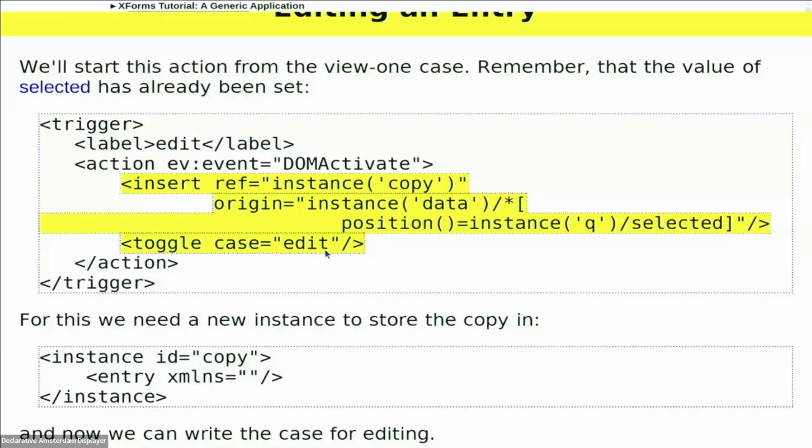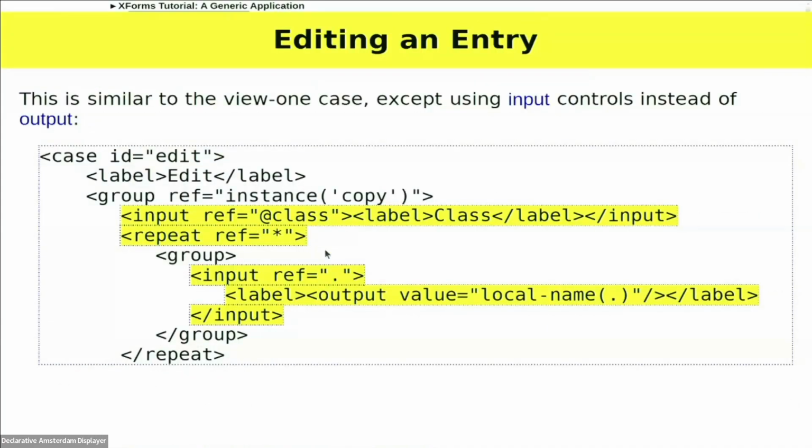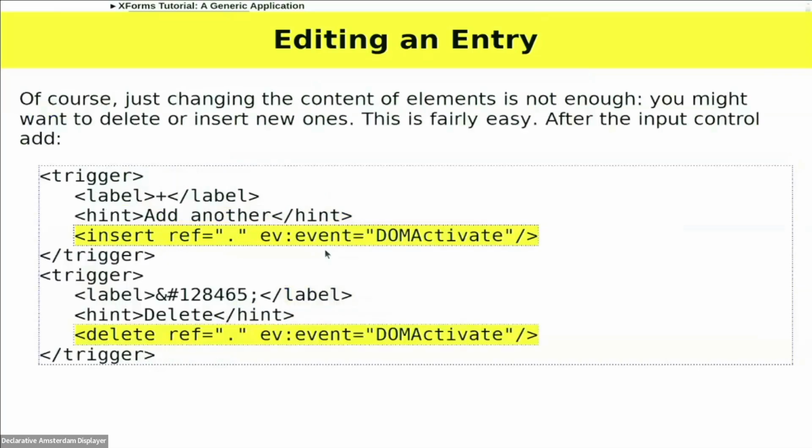And now we add the case in the switch for the editing, and it looks almost exactly like the output version for viewing 1 case, except everywhere we've got output, instead we put input. It's more or less exactly the same. We might also want to insert and delete elements from the thing we're editing, so we can add 2 triggers, one to add another element, and one to delete the current element. But those are very simple.